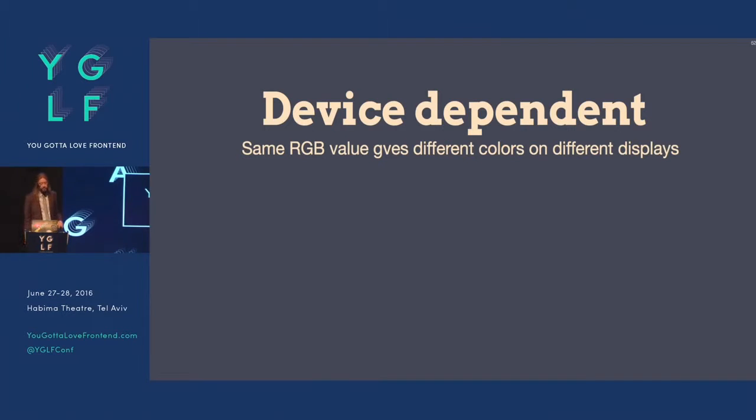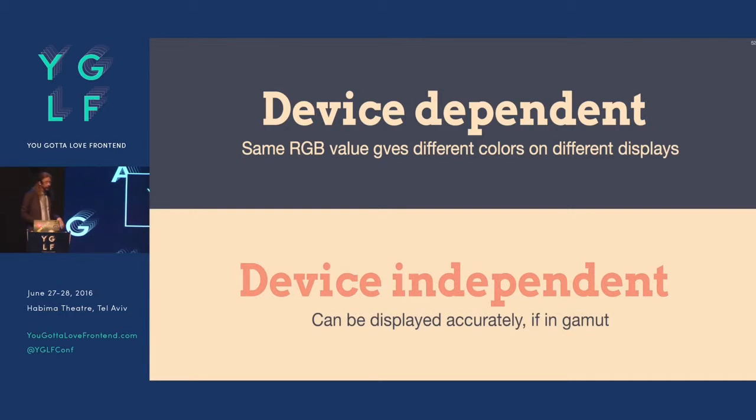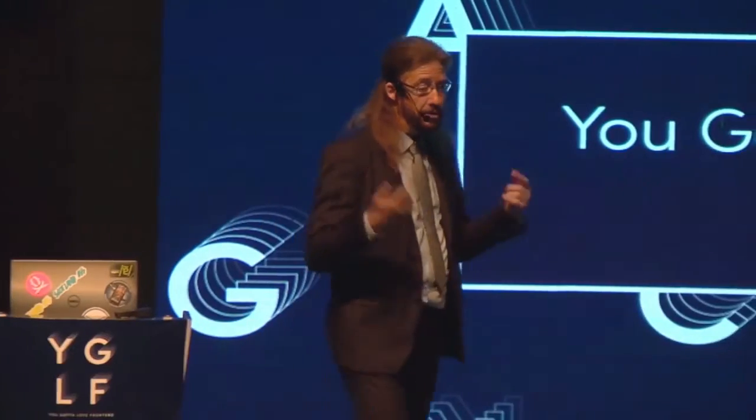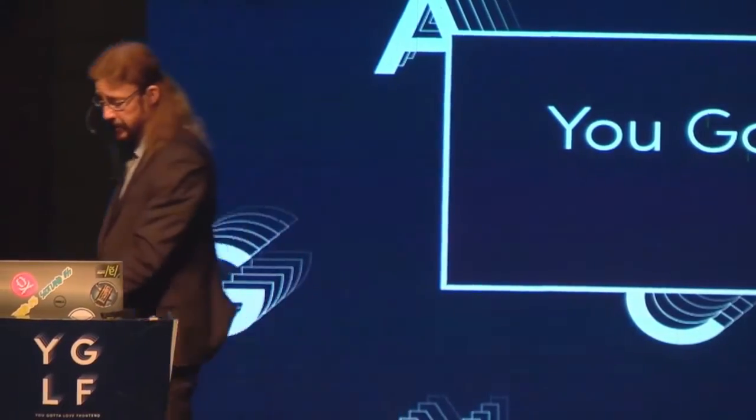And the problem with device-dependent colors is that you'll have seen this yourself. You display the same color on different machines and they look different. Whereas what we actually want is device-independent color. If it's within the gamut, it can be displayed correctly, but the trick is you have to know what values to feed the monitor. It's not going to be the same for each monitor, each screen.